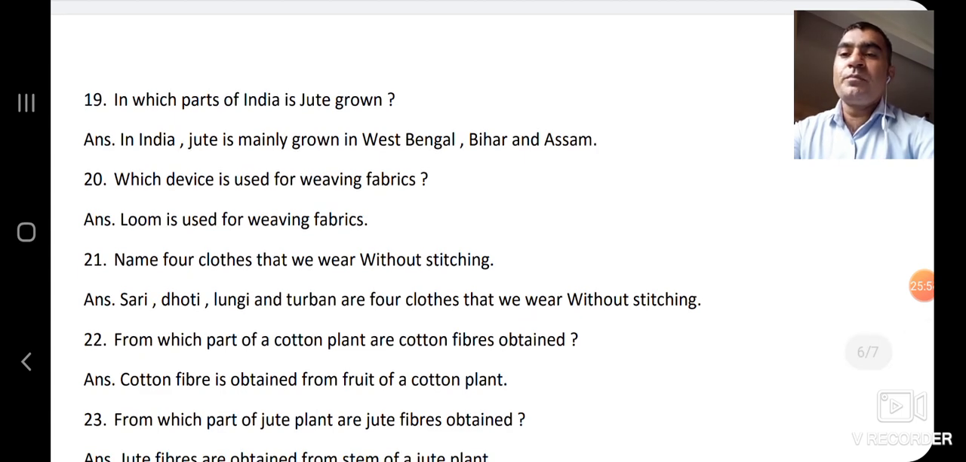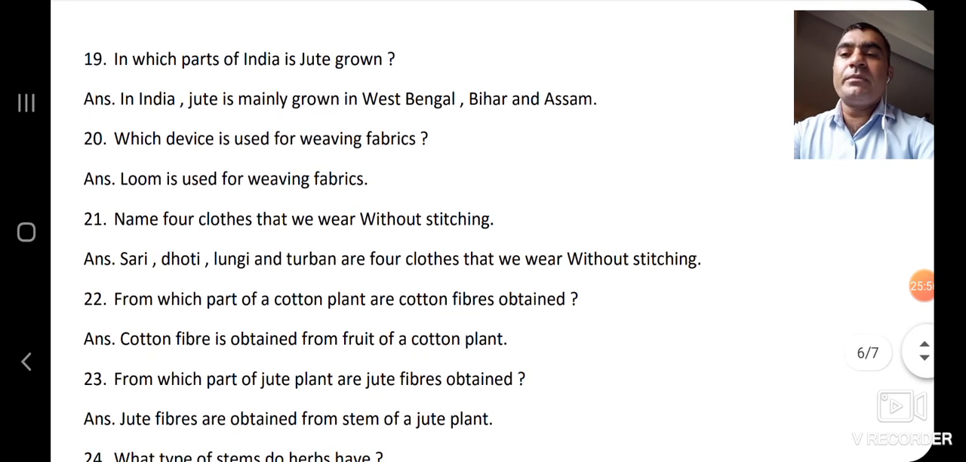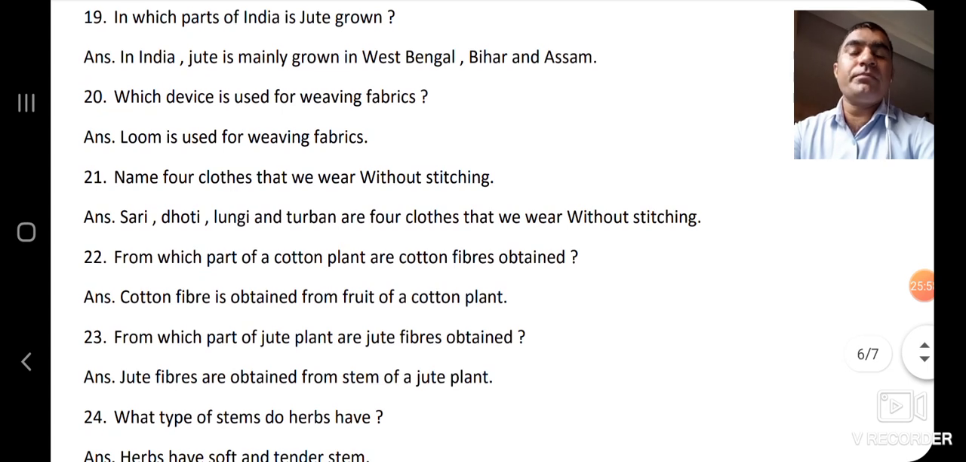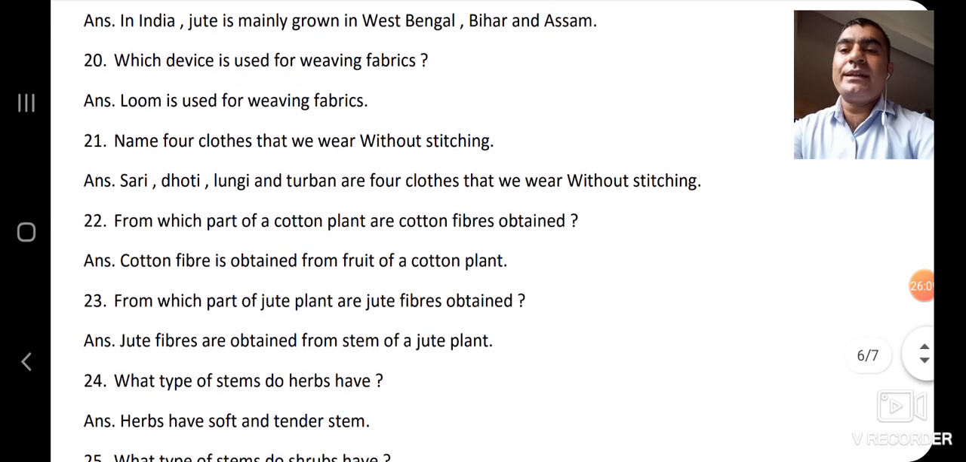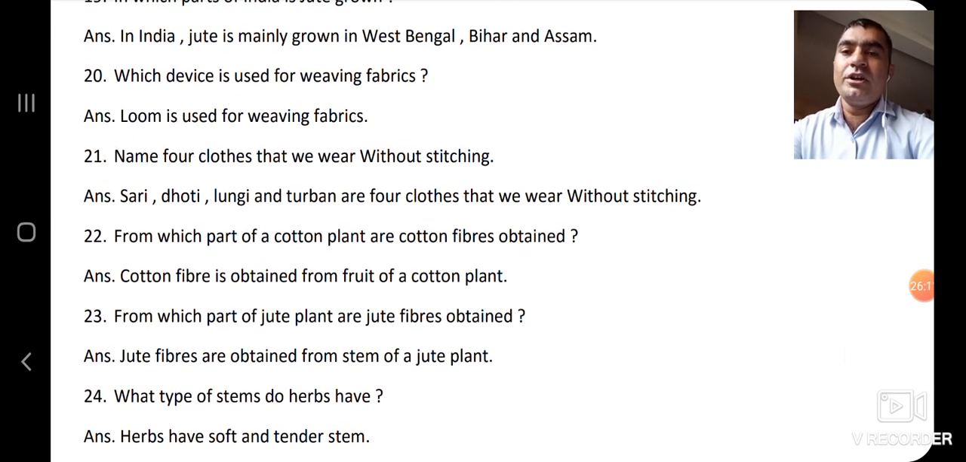From which part of jute plant are jute fibers obtained? Jute fibers are obtained from the stem of a jute plant. The next question we have is, what type of stems do herbs have? Herbs have soft and tender stem.